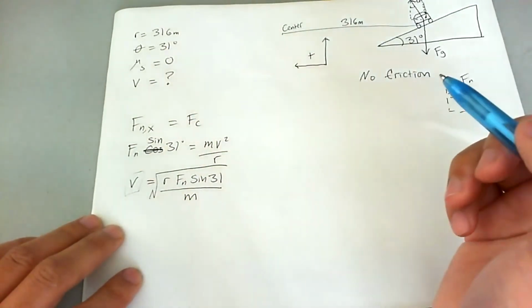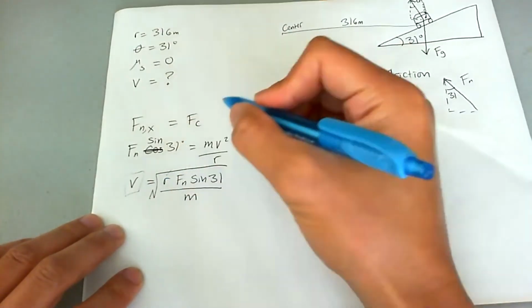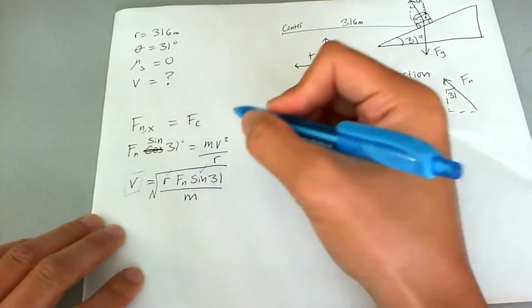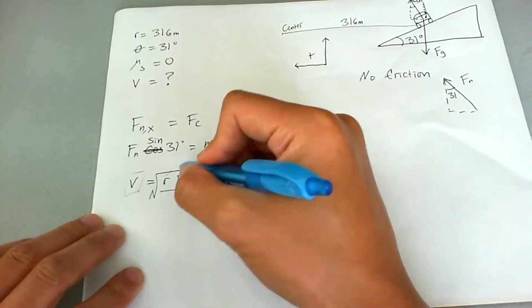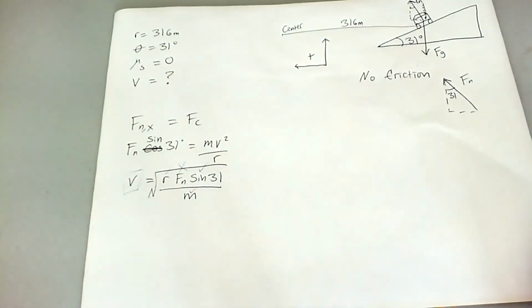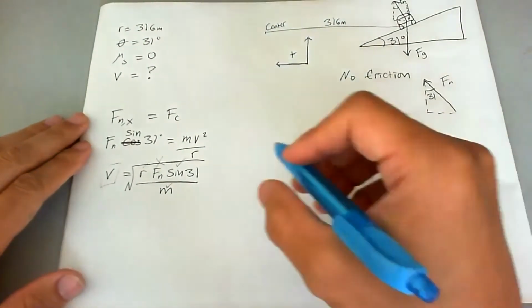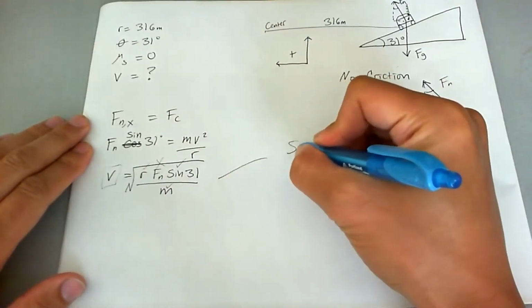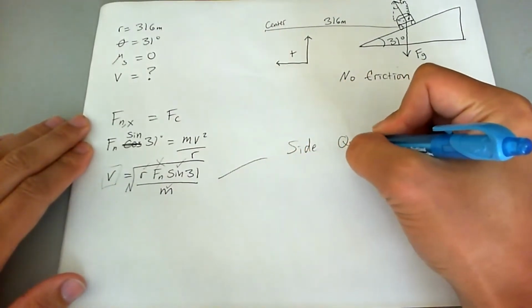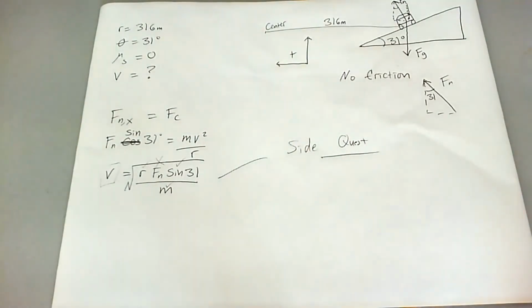Okay, so this is what we need to find out. This is everything else. We know what r is. We know sine 31, we know m, but we don't know normal force, Fn. So we're going to do a little side quest. The side quest is to figure out what normal force is.